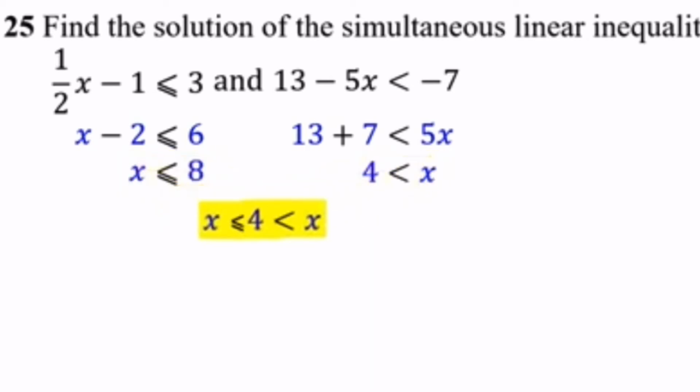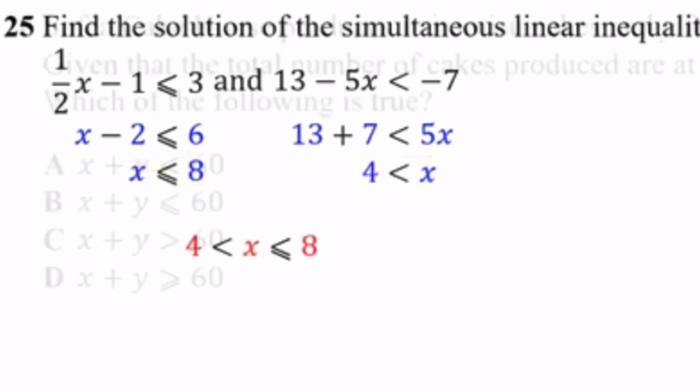So based on these two, we will form a linear inequality in continuous form. So you can just use a number line. So the answer for x is more than 4 and less than or equal to 8. So this is how you solve the simultaneous linear inequality.